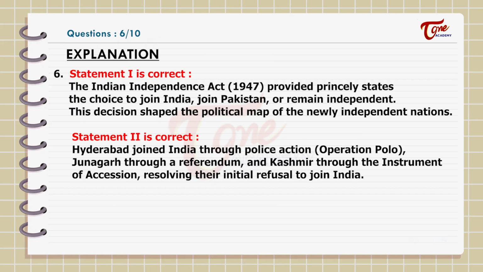The Indian Independence Act 1947 provided princely states the choice to join India, join Pakistan, or remain independent. This decision shaped the political map of the newly independent nations. Statement 2 is correct. Hyderabad joined India through police action, that is Operation Polo, Junagadh through a referendum, and Kashmir through the instrument of accession, resolving their initial refusal to join India.